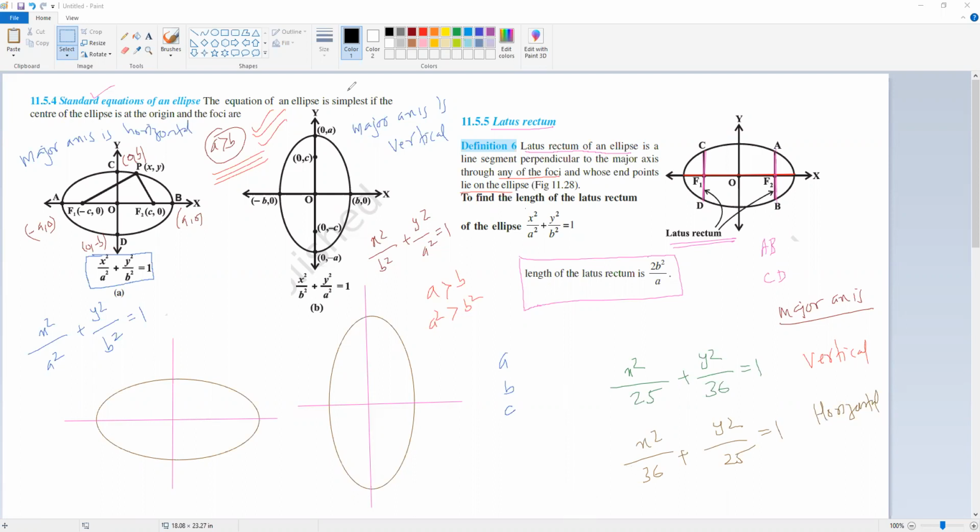So a square, आपको देखना है कि a square किधर है. A square मतलब bigger number. So bigger number x square के नीचे आ रहे हैं क्या, y square के नीचे आ रहे हैं क्या. x square के नीचे आएंगे तो it is major axis horizontal. y square के नीचे आ रहे हैं तो major axis vertical. Clear? Is that clear? So that is a main point.